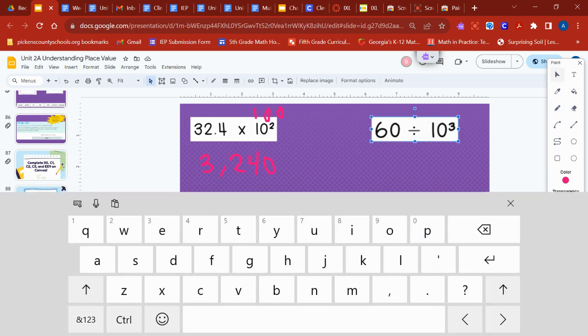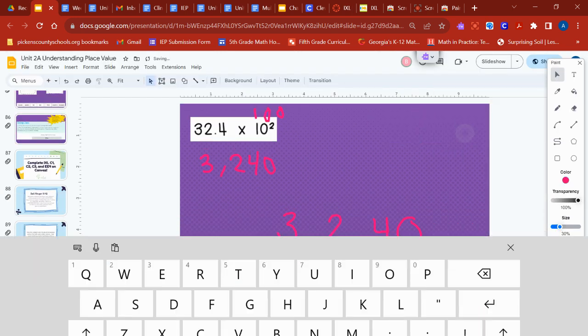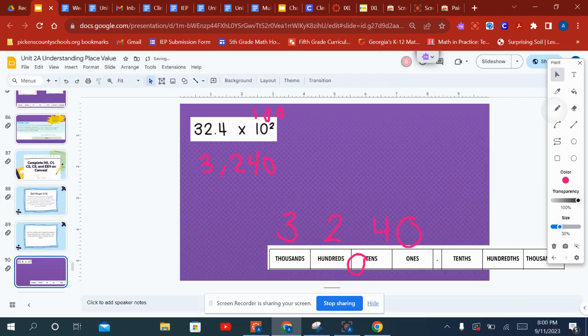And I want to show you what that would look like. So I'm going to go ahead and just delete this right here. And I want to show you what this would look like without using our place value flag. So we have 32 decimal 4. I'm going to write that down. 32 decimal 4. I'm multiplying, so I want my number to get larger.